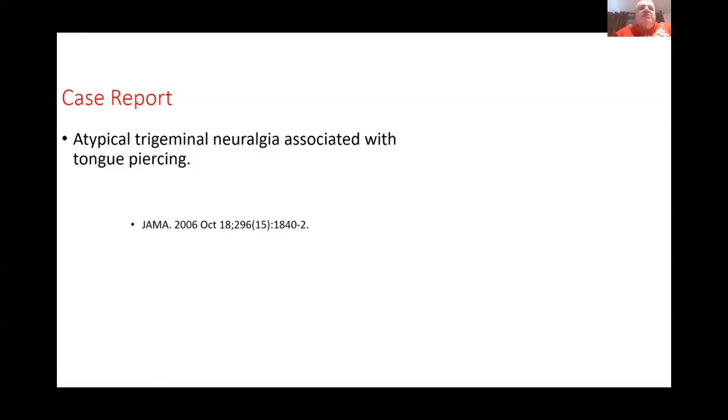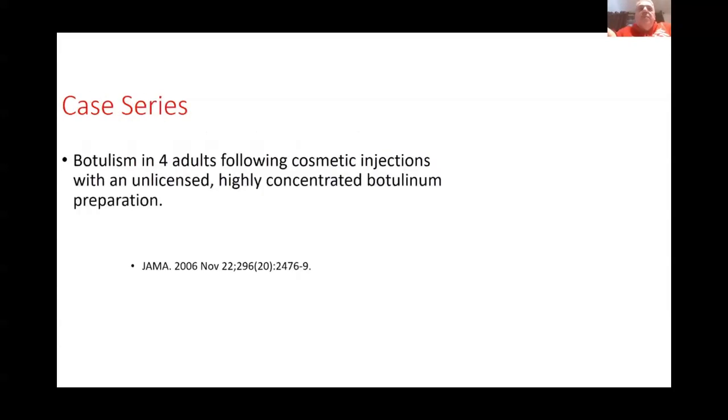This is an example of a case report: atypical trigeminal neuralgia associated with tongue piercing. A patient presenting with a tongue piercing, and he presented with trigeminal neuralgia. So we describe this case in detail, and we call it a case report, a descriptive observational study.